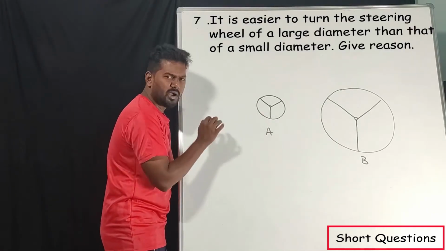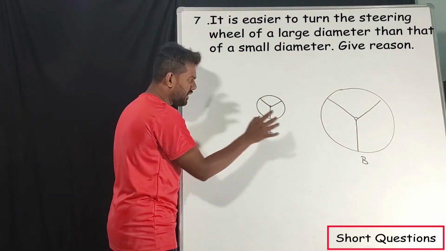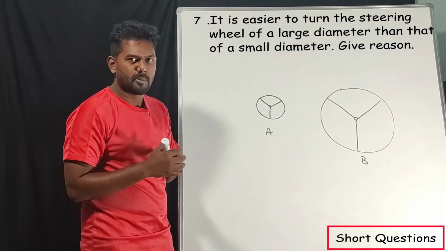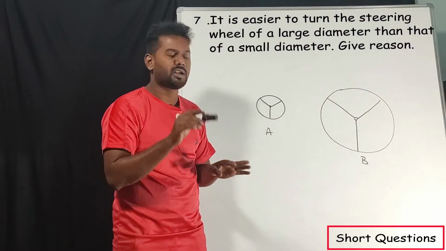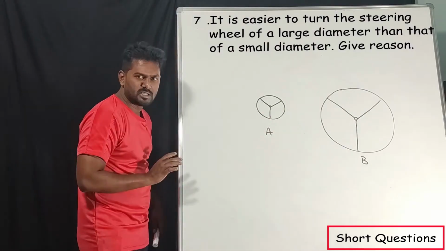Now we need to understand the question properly. Listen, assume there are two steering wheels, A and B. A has a smaller diameter, B has a larger diameter. The question is, if you have a larger diameter, it is easy to rotate compared to the smaller diameter steering wheel. So how can we answer this one?